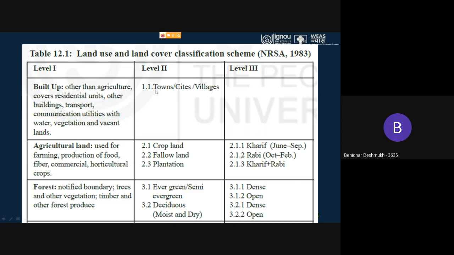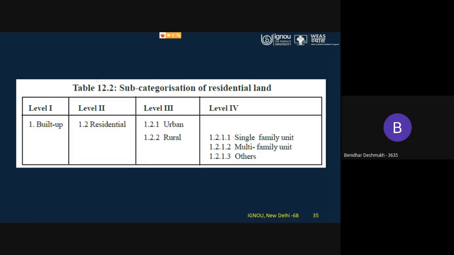But if I want to go for level 2, I can go further into whether it is a town, a city, or a village, etc. If I want to go to level 3, I can further categorize into different classes under that. Similarly, for agricultural land, when I want to go for level 3 mapping, then I need to map different features within that: Kharif, Rabi, or Kharif plus Rabi, or Zaid, whatever. So like that, as the level increases, the detail of the mapping increases. Now this was the example of level 3.